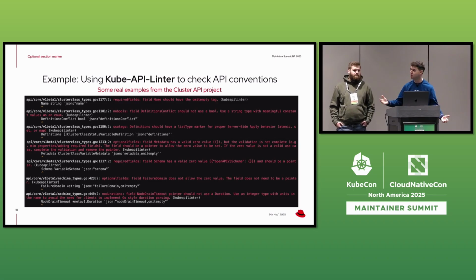And just for some examples, I had to play with cluster APIs configuration. Here's a bunch of examples of it actually coming out of Golang CI-lint, marking things like the list type marker being invalid, or you haven't thought about the serialization of this struct.